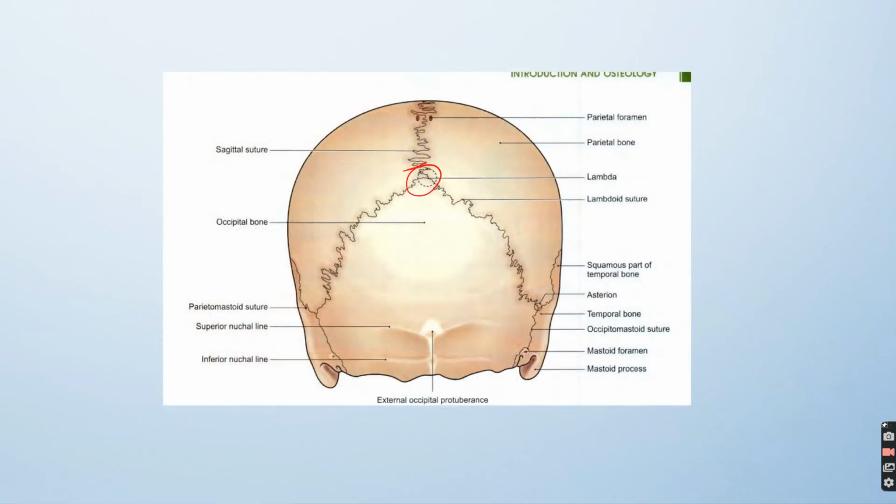The lambdoid suture is shaped like the Greek letter lambda, so that's what it's called the lambdoid suture. It connects the occipital bone, this is the occipital bone, with the parietal bone and the temporal bone together.